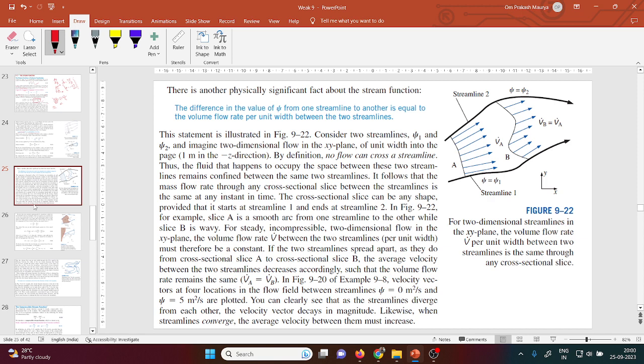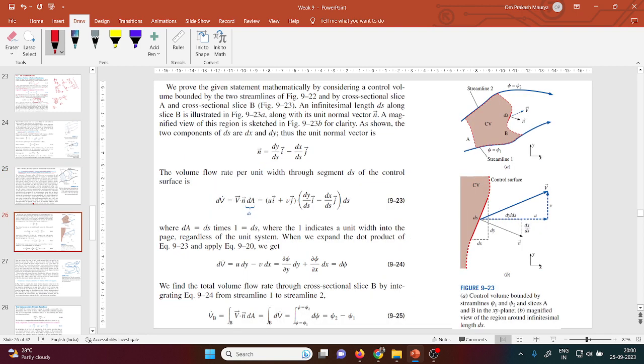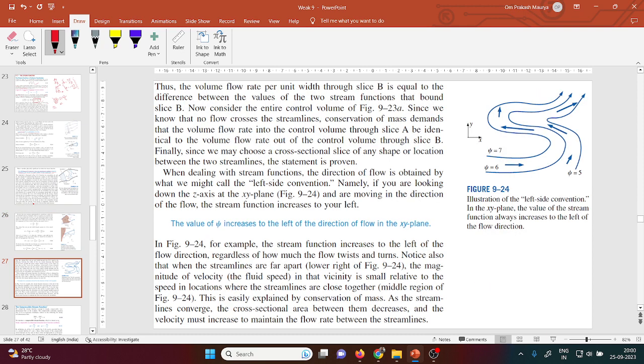Here one line is written in blue, and it is very important. The difference in the value of psi from one streamline to another is equal to the volume flow rate per unit width between the streamlines. So it is important. Sometimes it will come directly in examinations, some competitive examinations also. You take the screenshot of this, how we can derive this. The explanation is there. Now the value of psi increases, this is given.